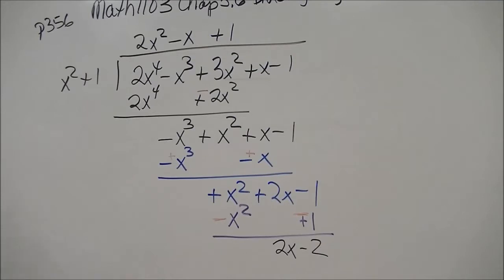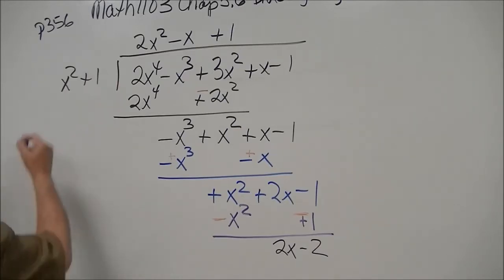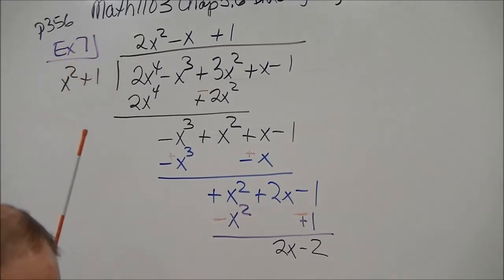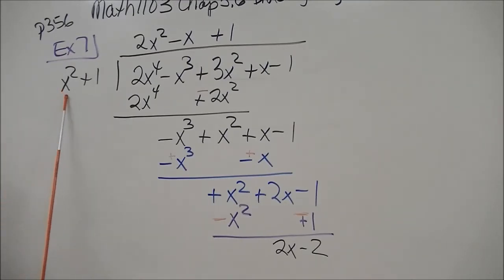Okay, they do get a little more challenging as we go. I've set it up a little bit here. This is example 7, and we are still on page 256. Now again, this is in your textbook too. So here's what we're going to divide into this. I didn't have to have any placeholders. I'm going to divide, this goes into this 2x squared times. So x squared times this gives me this.